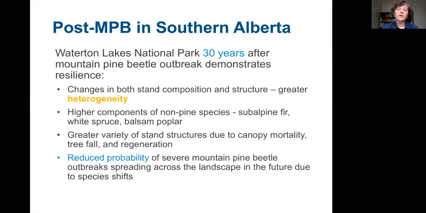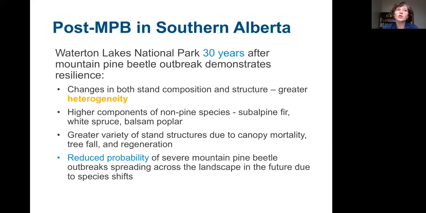So basically the take-home message after 30 years post mountain pine beetle outbreak is this system demonstrates a lot of resilience. This is a term that we hear quite often. The mountain pine beetle outbreak reduced the amount of lodgepole pine in the overstory, but by doing so, it's changed the stand composition and the structure. So the age structure and the tree species. And this is what we refer to as a greater heterogeneity.